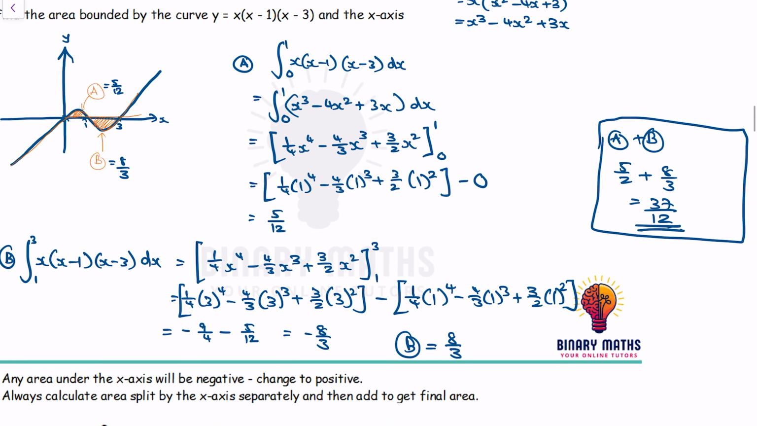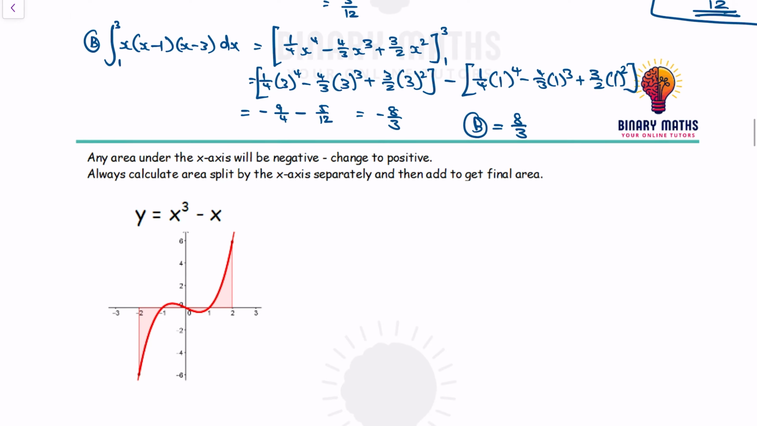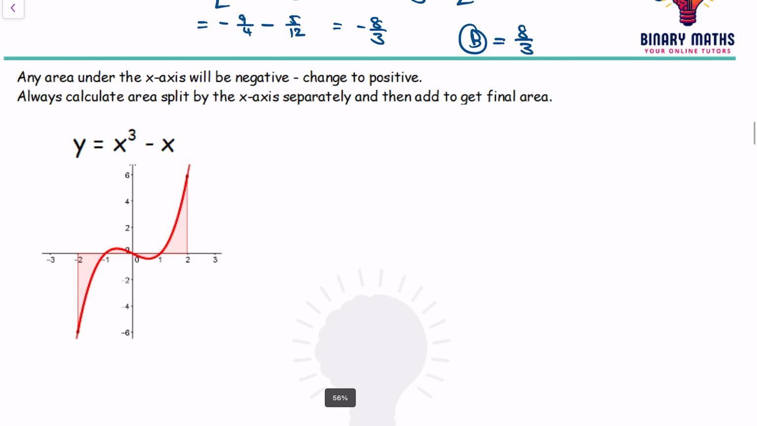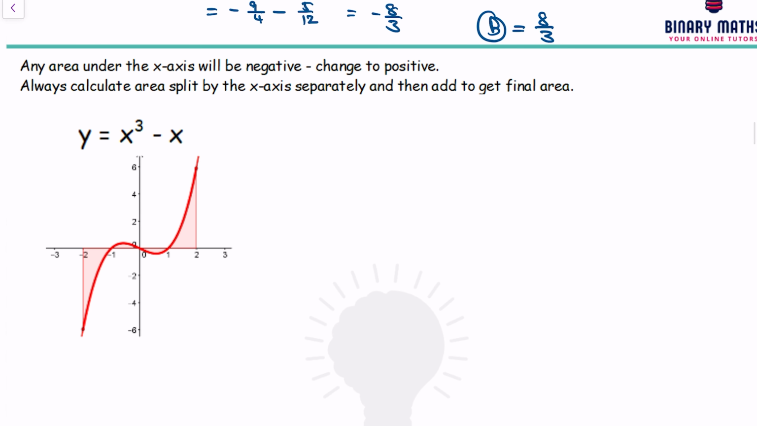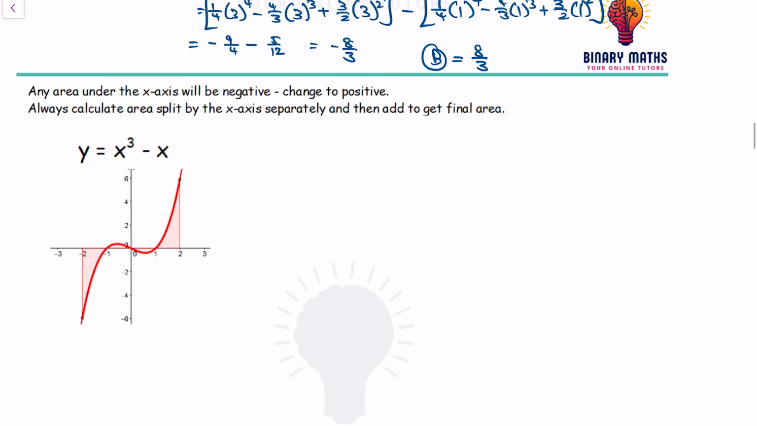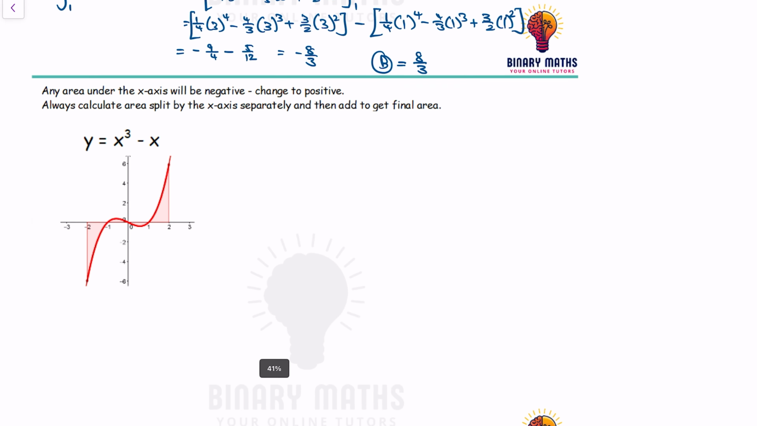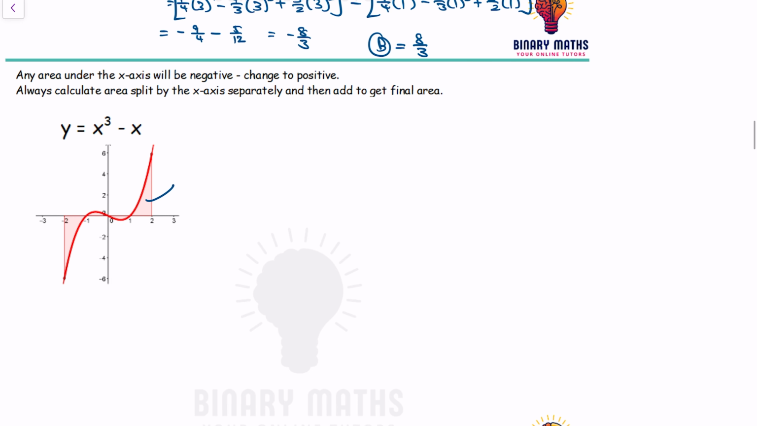So the key thing to remember is any area under the x-axis will be negative, so change it to a positive. Always calculate areas split by the x-axis separately and then add them together to get your final answer. This section will be positive. Because this is below, it will be negative, so you have to change the sign after calculating the integral. Again, for this one it will be positive, so you can keep it the same. Here, it will be negative.